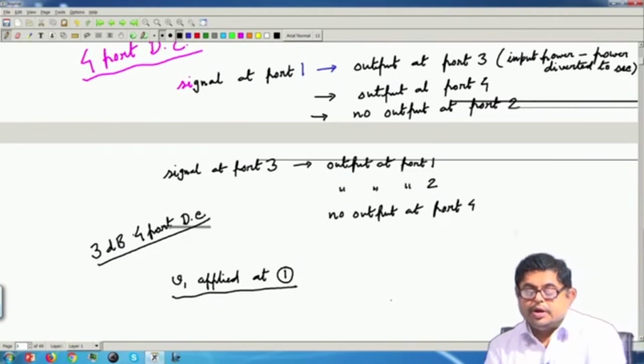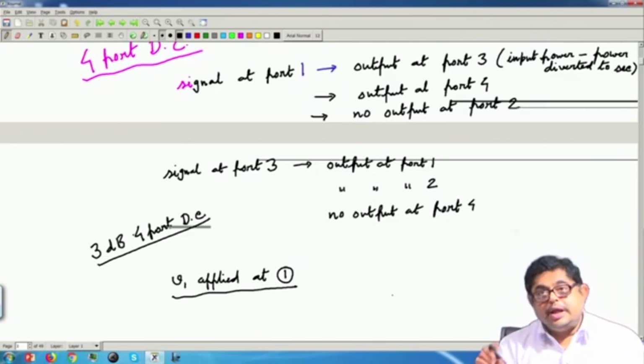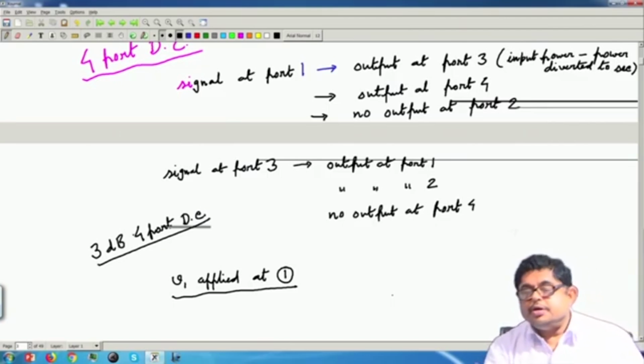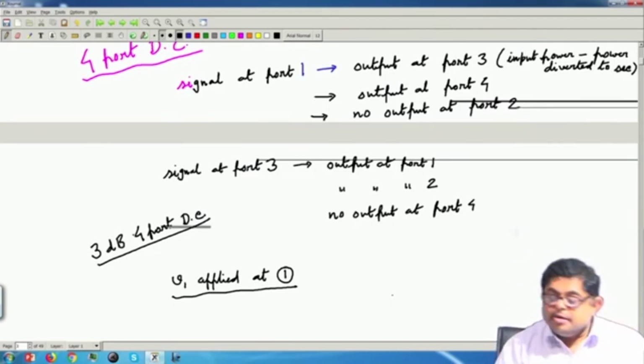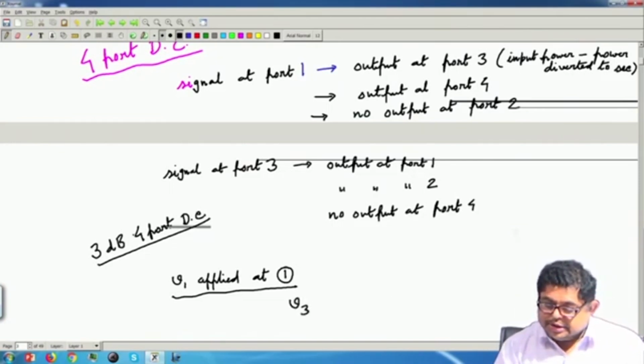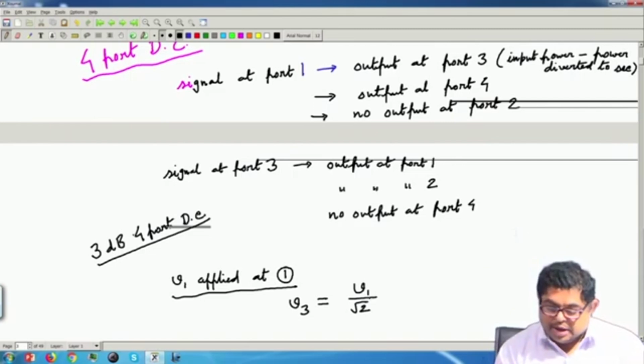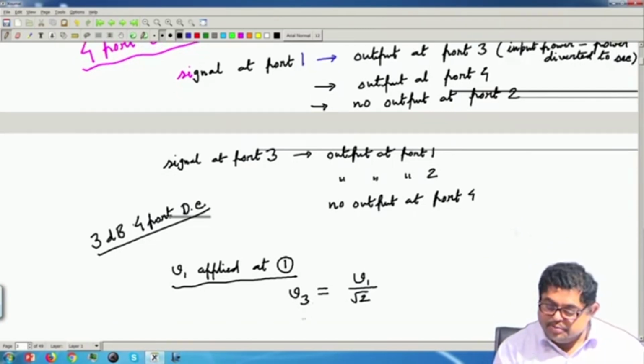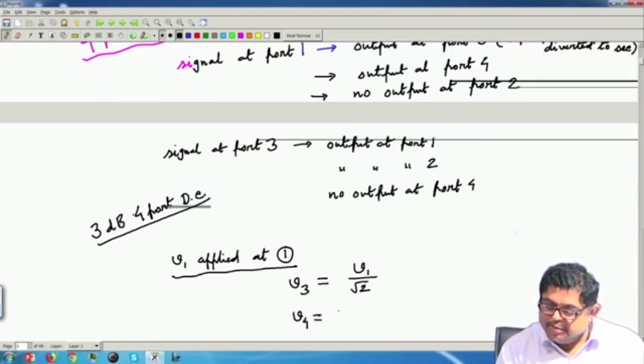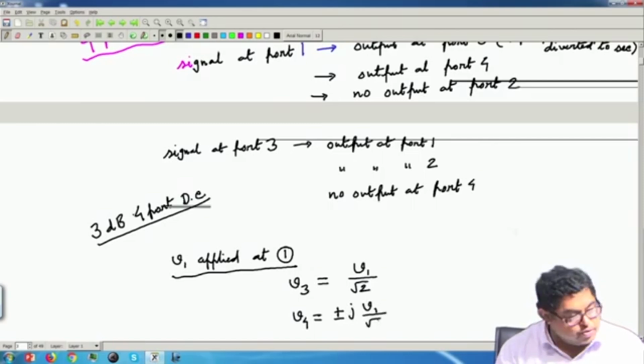So, we know if we give port 1, there will be output at port 3 and at port 4, and they will be equal because of 3 dB. So, 3 and 4 will get equal power, but what will be the phase relation, now we should see that. V3 will be V1 by root 2, again 3 dB power. So, in voltage terms that will be V1 by root 2, and what will be V4? V4 will be either plus or minus j V1 by root 2.